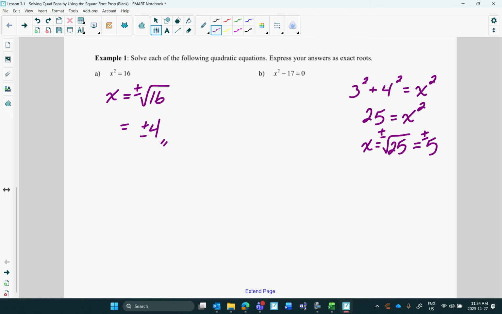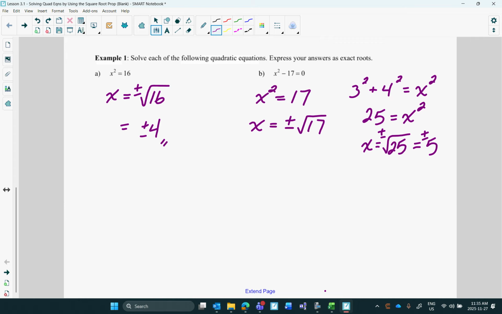How would you solve this one? 17. What's that? 17. Okay, so move the negative 17 over, yes? And then, again, x equals plus minus square root 17, not just square root 17. Because your answer could be positive or it could be negative.